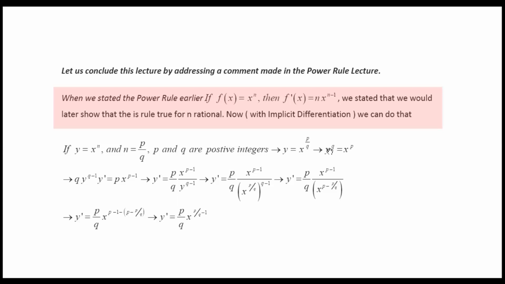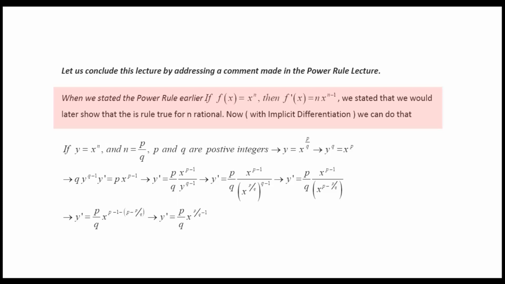The derivative of y to the q. Remember now q is a positive integer. This is why it says positive integer, because we know the rule is true. We derived that for non-negative integers. Okay? So we can use the power rule here, which is q times y to the q minus 1. That's a y term, so put a y prime with it. Likewise, the derivative of x to the p is p times x to the p minus 1, and that gives us that.